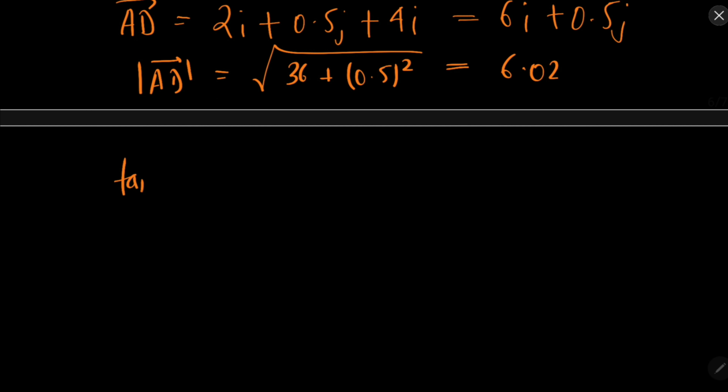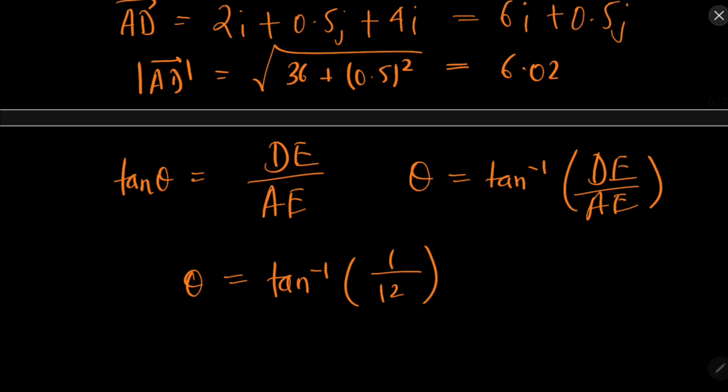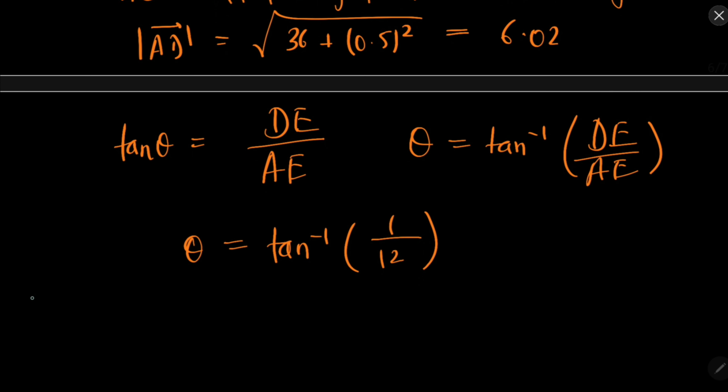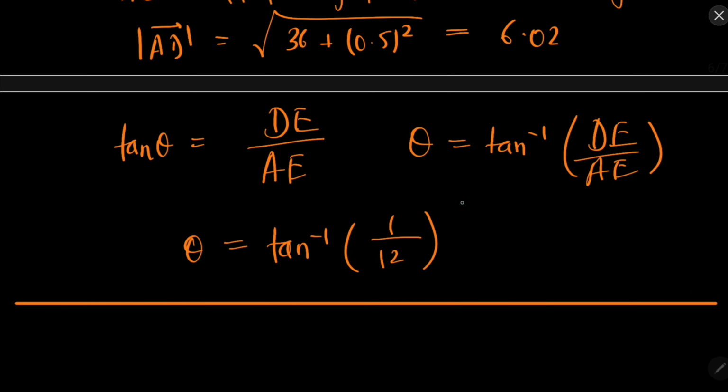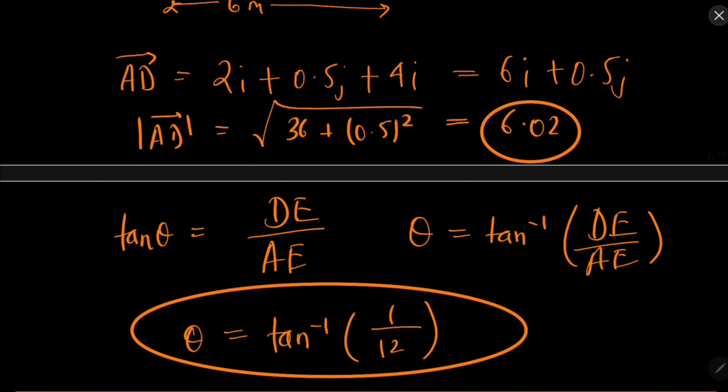And then for the angle, tan theta will be d by AE. Theta will be tan inverse d by AE. So theta, tan inverse, will be 1 by 12 once you solve this. So this will be the angle in which it is moving. So the angle and the magnitude.